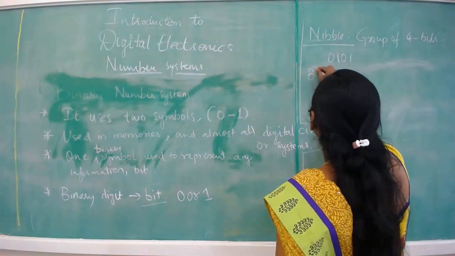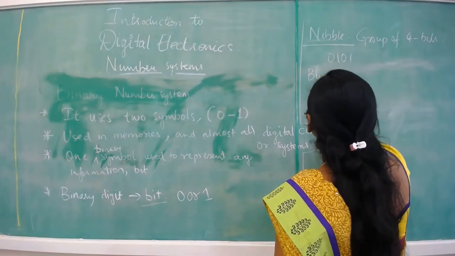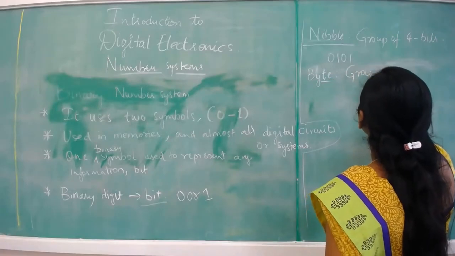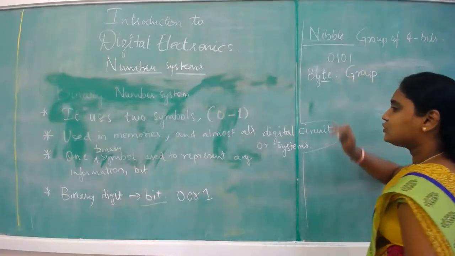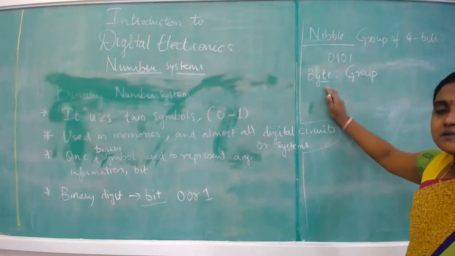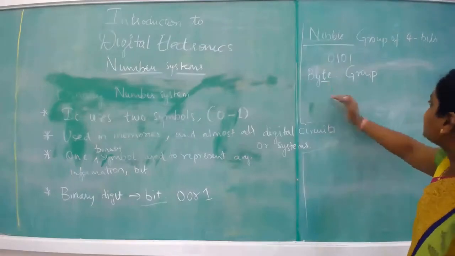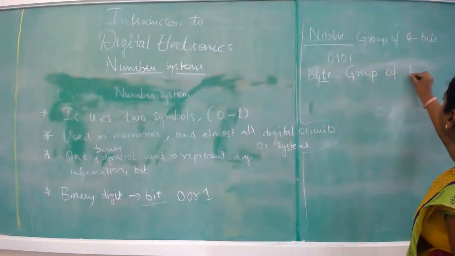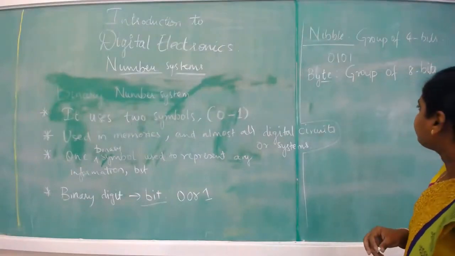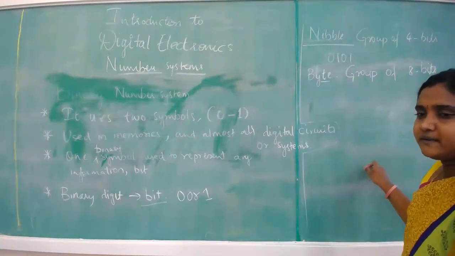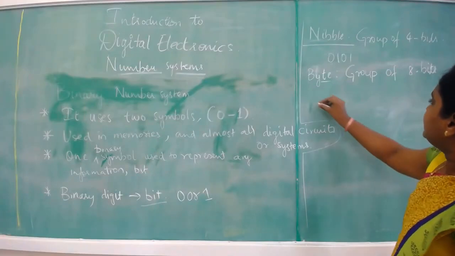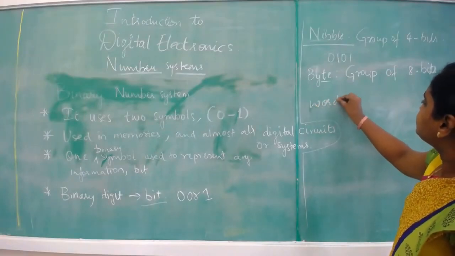Next, byte. Here byte is the most familiar group of binary digits, bits, we can say, because we use this in our data. Byte is a group of 8 binary digits or 8 bits. Okay, group of 8 bits is called what? Byte, right? Next is word.